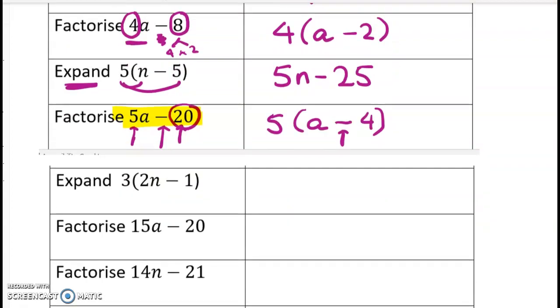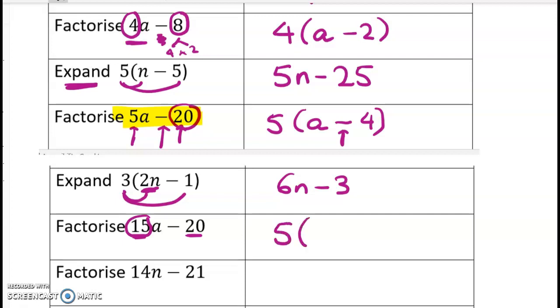Okay, so now I've cranked up the level of difficulty a little bit. We've got 3 times 2n, not just times n. So that means I'm going to have 6n take away 3 times 1, which is 3. And in this next one, we have to find the highest common factor of 15 and 20. And it's not 15, right? The highest common factor here is going to be 5.